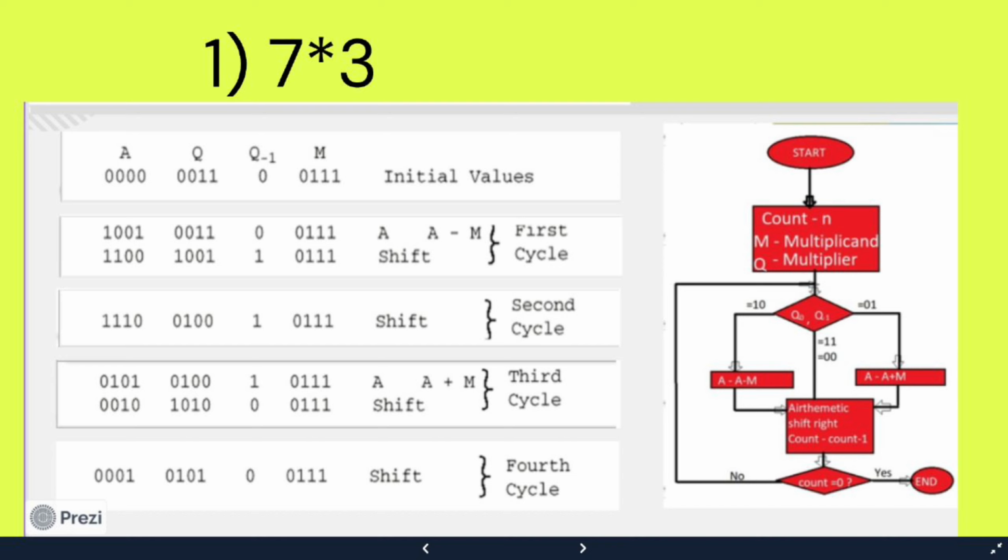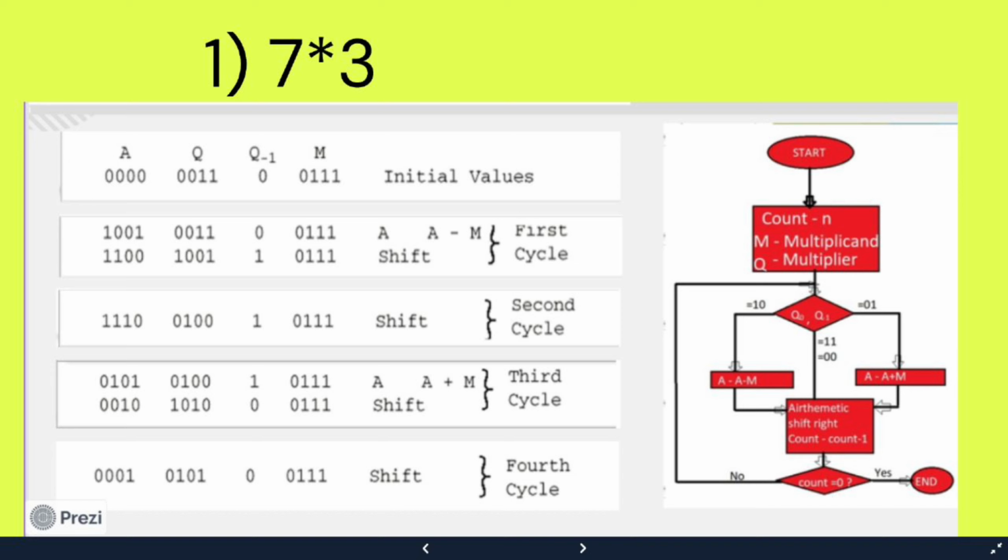The result comes out to be 1110 of A, 0100 of Q, Q minus 1 remains 1, and M is the same. This was the second cycle. Now, as the last digit of Q is 0 and Q minus 1 is 1, and seeing the flowchart, if the digits are 0 and 1, we have to equate A is equal to A plus M, which is done in the first step of the third cycle.